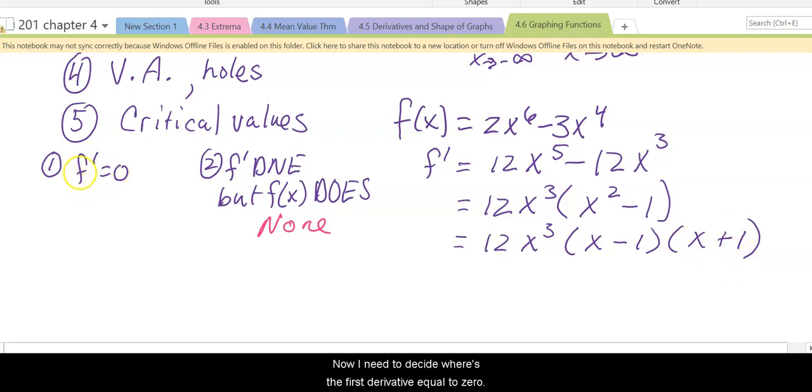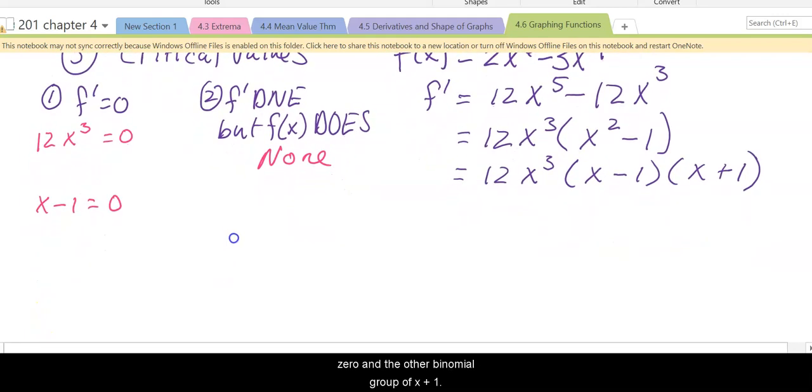Now I need to decide where the first derivative is equal to 0. Since I have three factors, I have the monomial factor 12x cubed equal to 0, and I have the binomial group x minus 1 equals 0, and the other binomial group of x plus 1. Setting each of them equal to 0 should give me the places where I will find critical values.